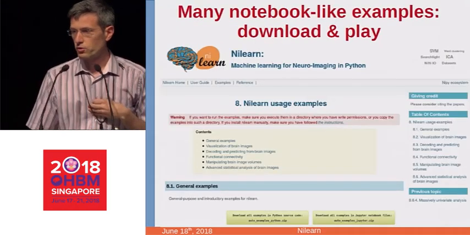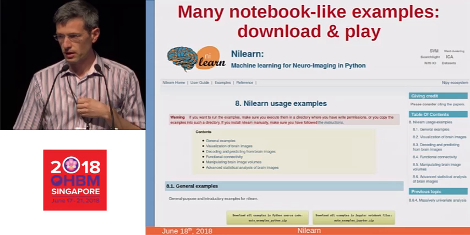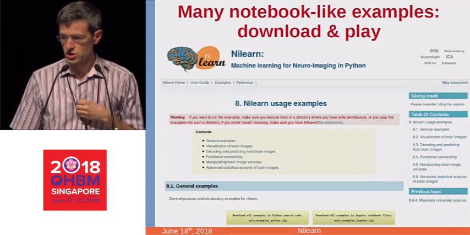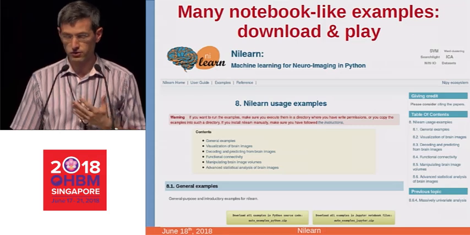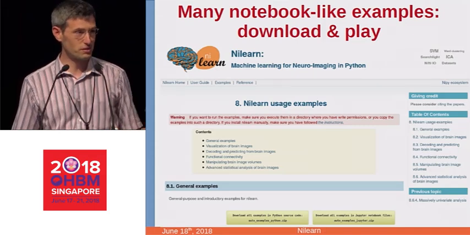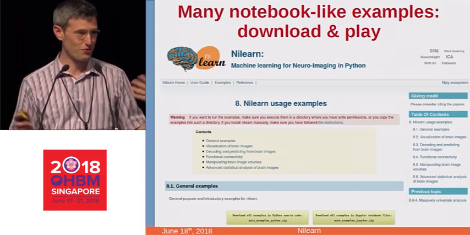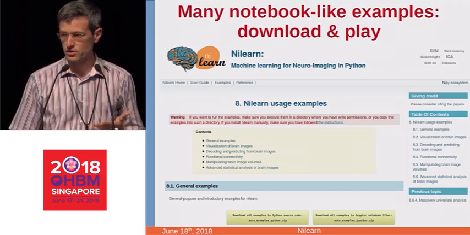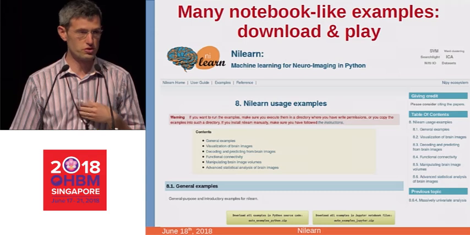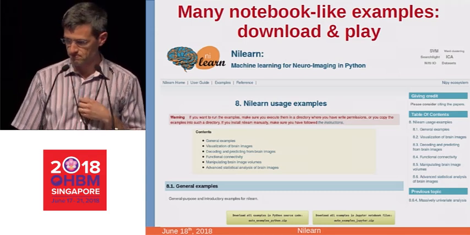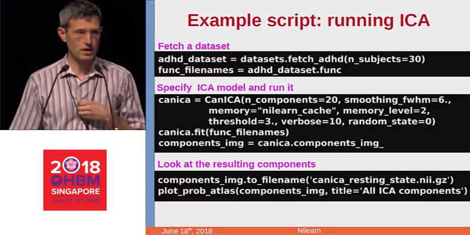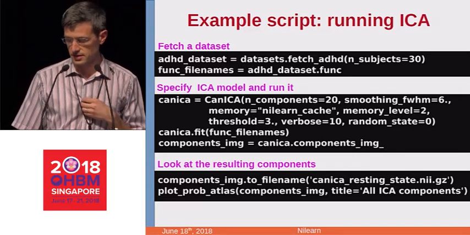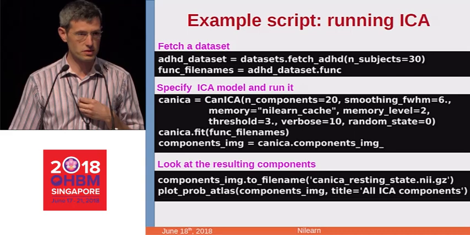So if you want to learn from it, you can go to the documentation. It's pretty complete. You will see a lot of examples. So personally, when I have to do something, I just take an example and I just change the path. It's very easy. So you've got IPython notebooks or Python scripts. And here is an example, for instance, of running ICA on a data set. It's literally 8 lines of script.